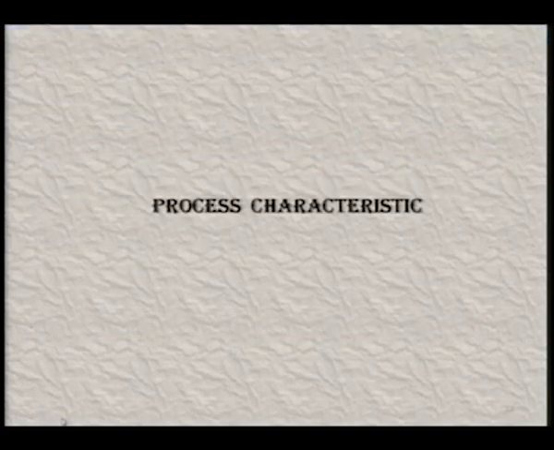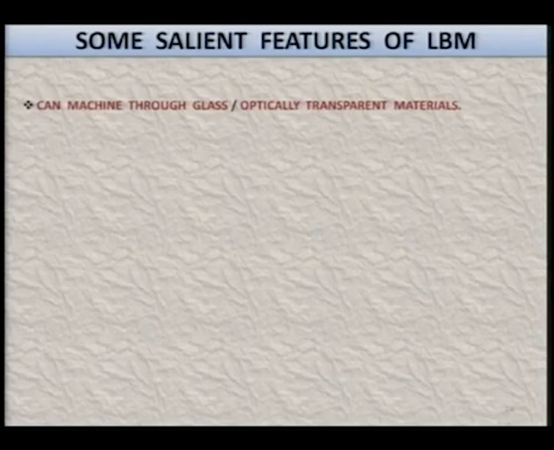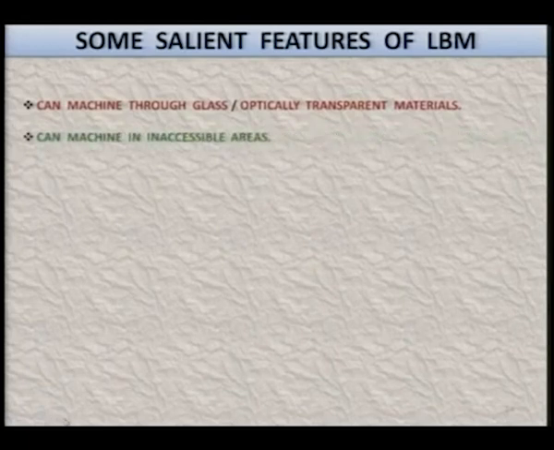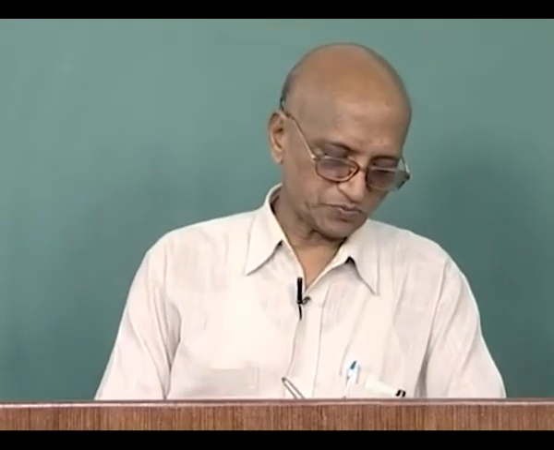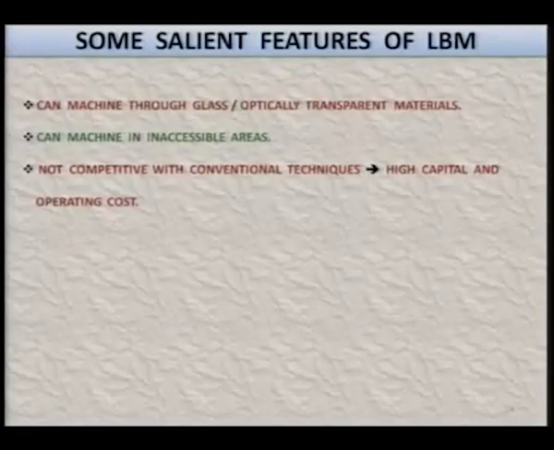Now, process characteristics. Some salient features of laser beam machining system are that it can machine through glass or optically transparent materials. It can machine in inaccessible areas wherever the beam can reach. So, it is very different from mechanical type of machining processes. It is not competitive with conventional techniques.